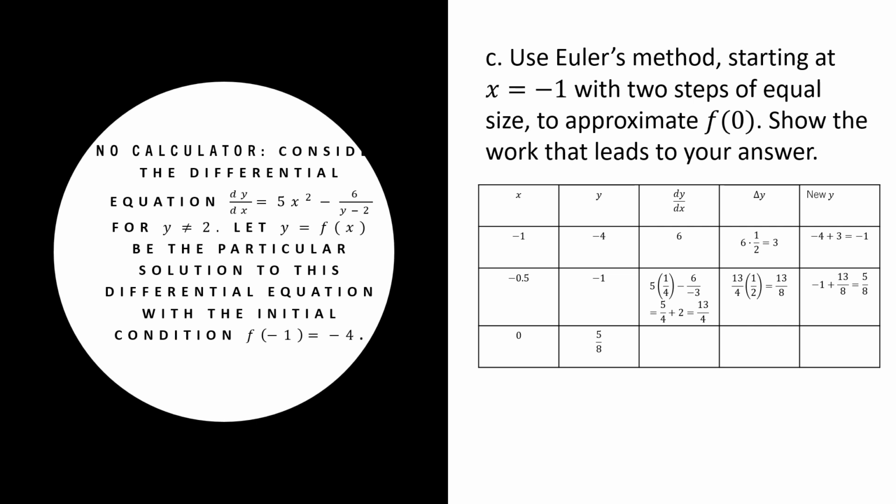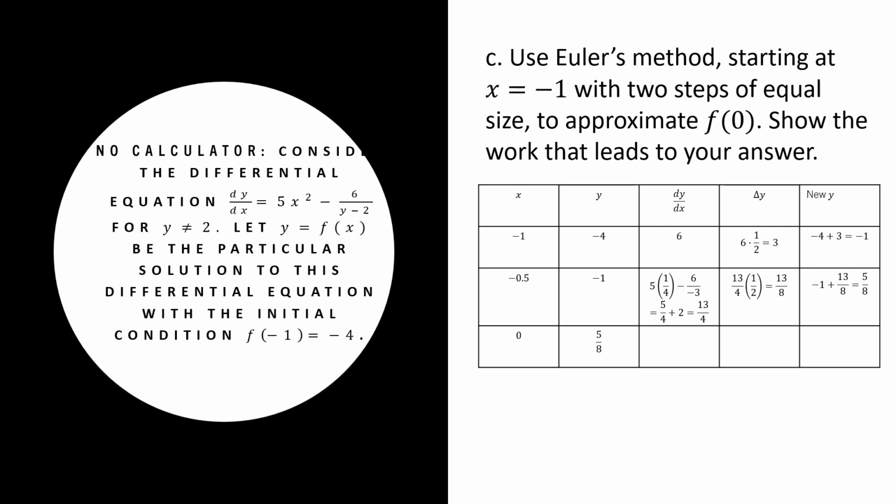All right, so you're going to start that table off again. My x's are going to go from -1 to -0.5 to 0. When x is -1, y is -4. I know that slope was 6. Then I need to do my change in y. So I'm going to do 6 times my delta x, or 6 times a half, which is 3.